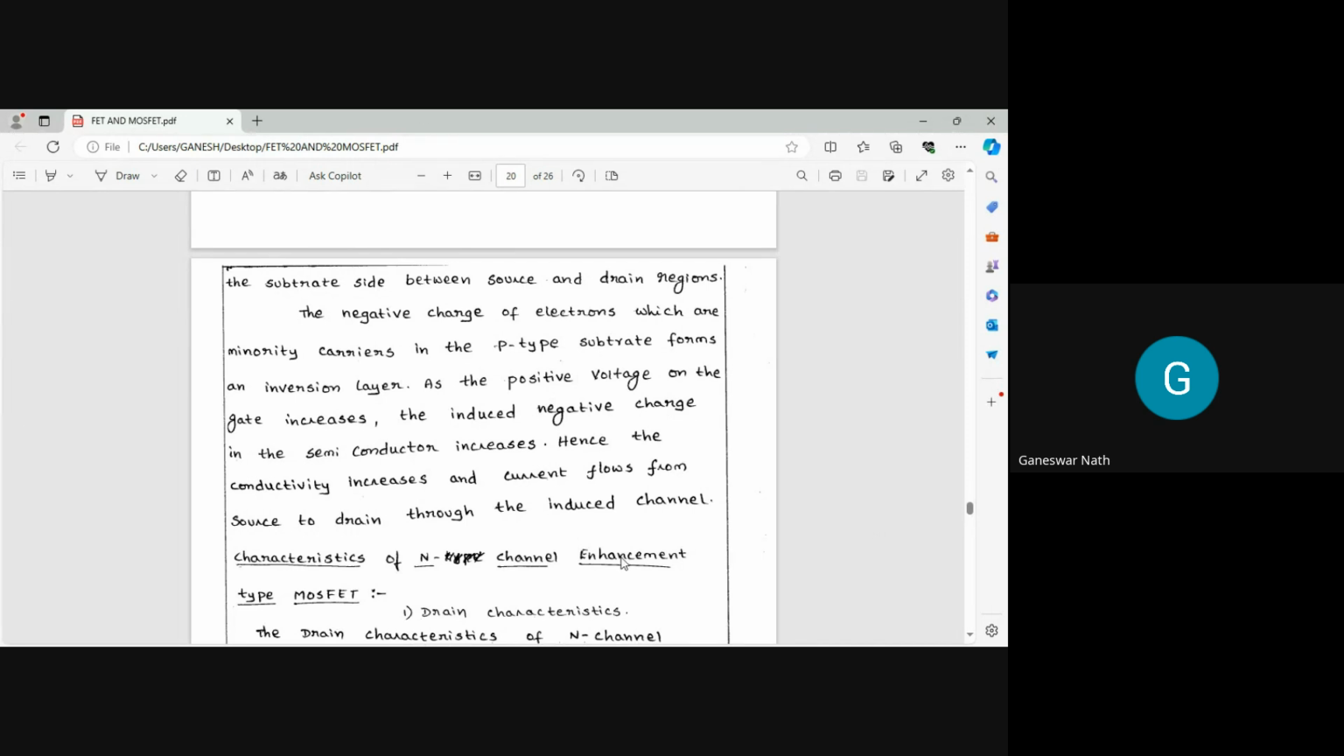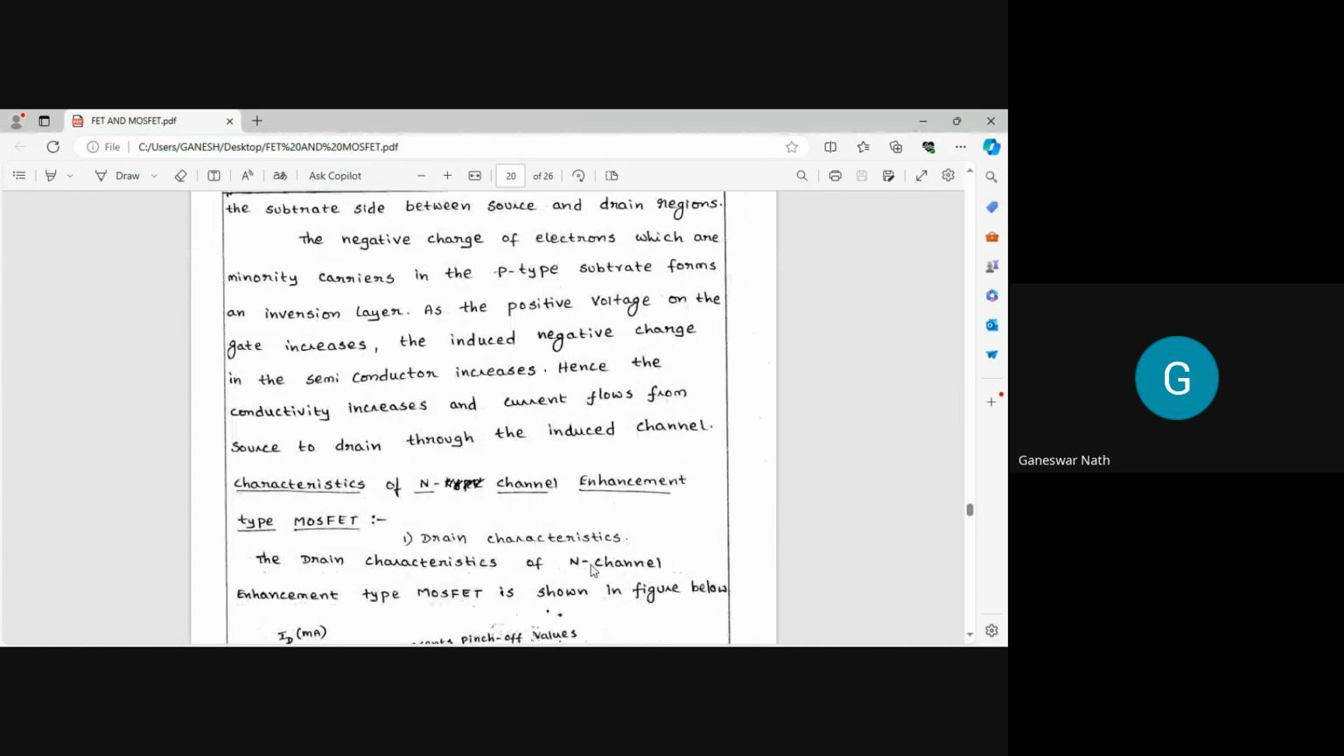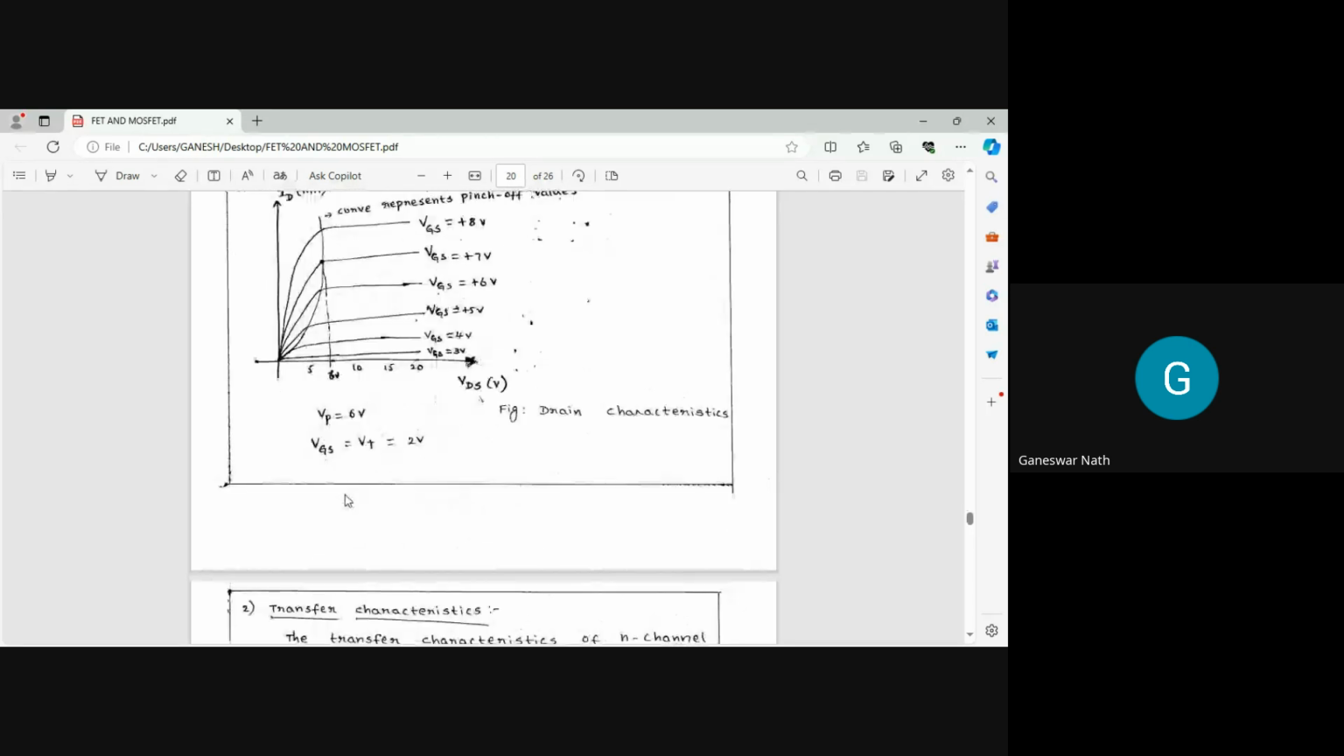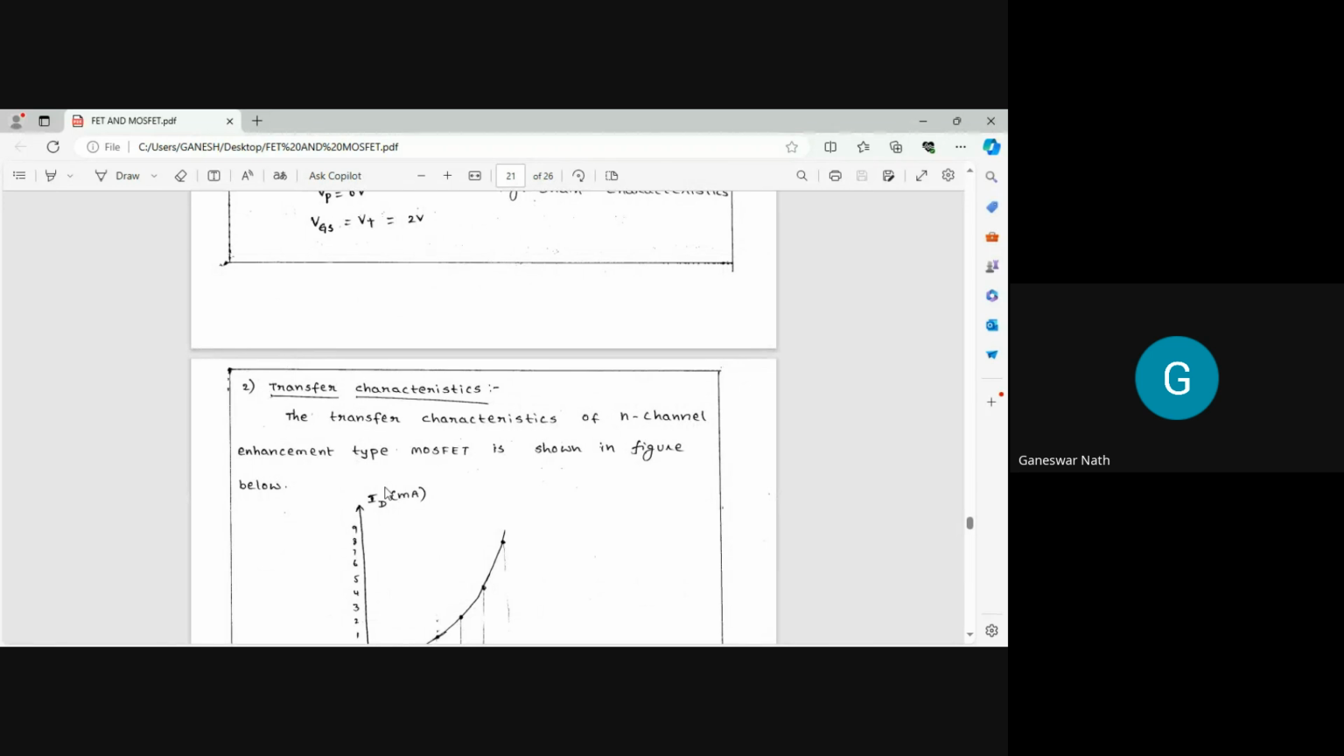So this is the idea about the working and construction of the N channel MOSFET here. Okay. Similarly, we can go for the enhancement type. Okay. So now the drain characteristics. The drain characteristic of the N channel enhancement type MOSFET is shown in the figure. You can see. Just you can mark the difference. At that time there is some sudden increase, but here you can find it saturates actually. Okay, the drain characteristic of the N channel enhancement type MOSFET is shown in the figure, and here you can find the transfer characteristic.